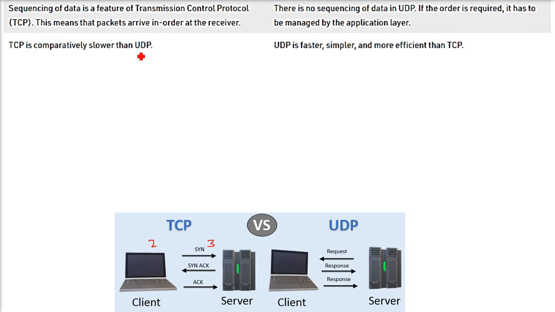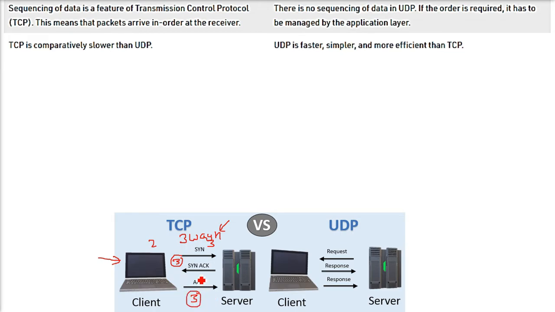TCP is comparatively slower than UDP. UDP is faster, simpler, more efficient. Because TCP has, first of all, more overhead, the header. And then there is a 3-way handshake for connection establishment, and there is a 4-way handshake for termination also. So for every transmission, there are two more things to be done. That is why TCP is slower.